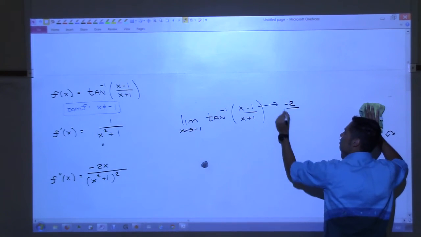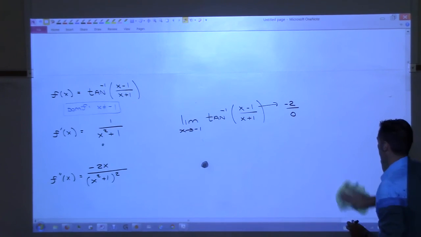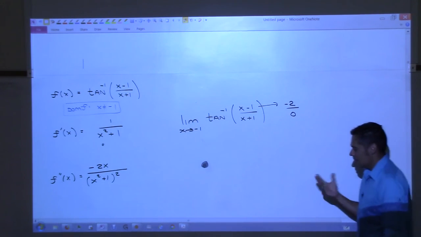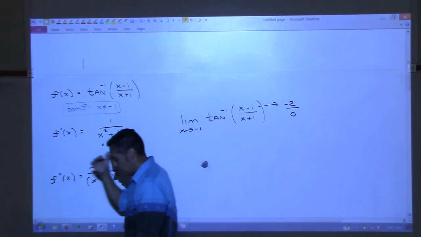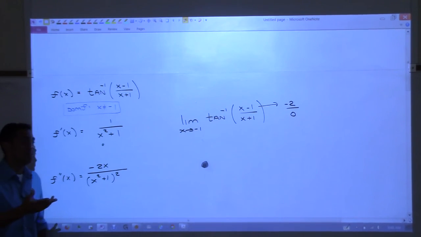-2? Where's the bottom headed? 0. Uh-oh. We have fixed over 0, right? A fixed number over 0 inside of an arctangent function. Fixed over 0. What does that tell you? If you get fixed over 0 in a limit, what can it be? It can be either positive or negative infinity. That's what it can be. Positive or negative infinity, or it cannot exist.